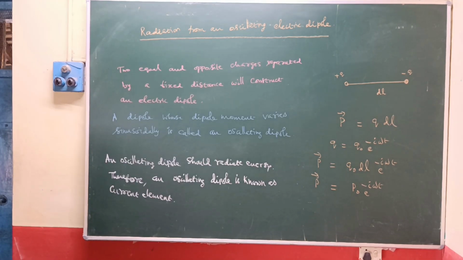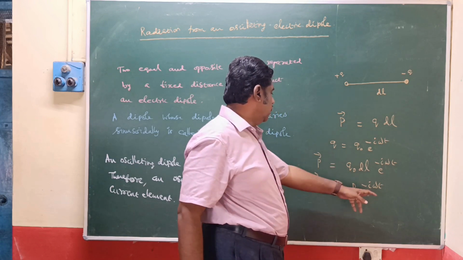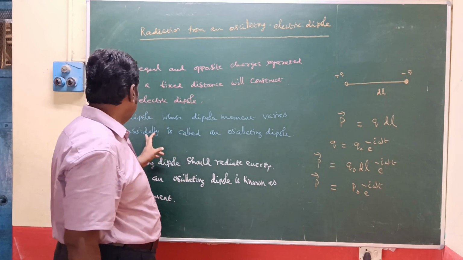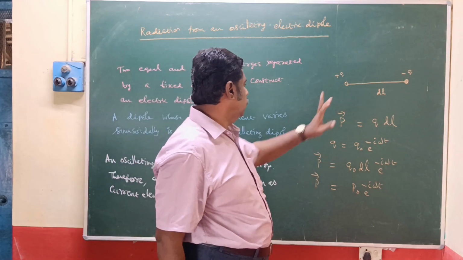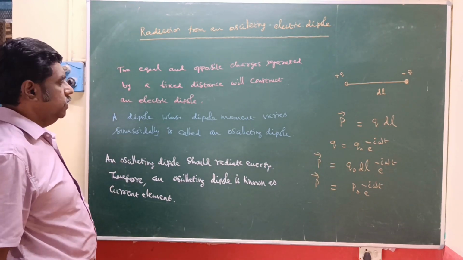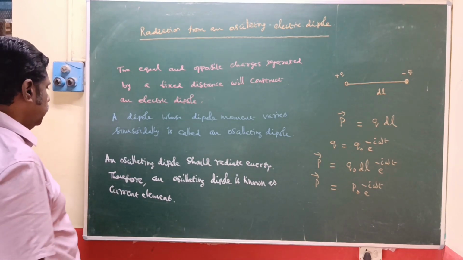Now read out the statement. Two equal and opposite charges separated by a fixed distance will constitute an electric dipole. A dipole whose dipole moment varies sinusoidally is called an oscillating dipole. Here the charge is sinusoidal, so the dipole moment is also sinusoidal. Therefore, this is an oscillating dipole. An oscillating dipole should radiate energy. Therefore, an oscillating dipole is known as a current element.